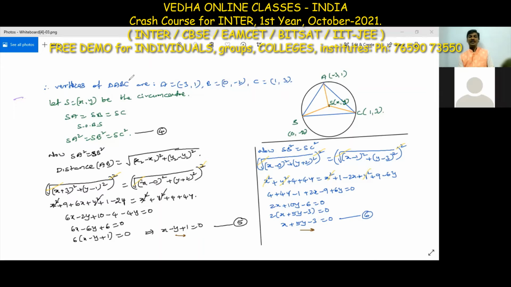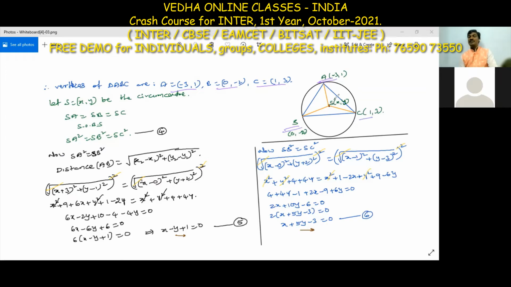So here the vertices of triangle ABC are: A point is given, B point is given, C point is given. Let S(x, y) be the circumcenter. We are considering the circumcenter as S of x comma y. Here remember I took one triangle, the blue color one, and here I took the points whatever we got just now. So A, B, C are the points here.